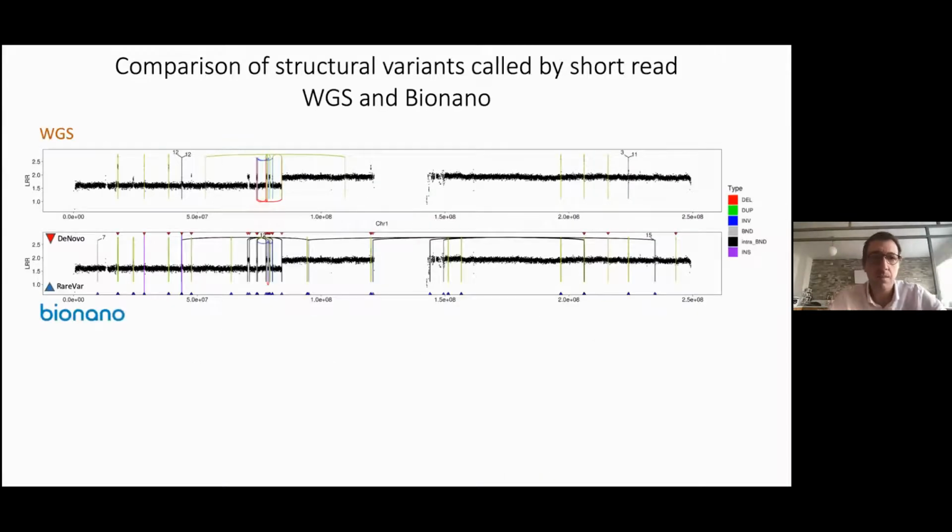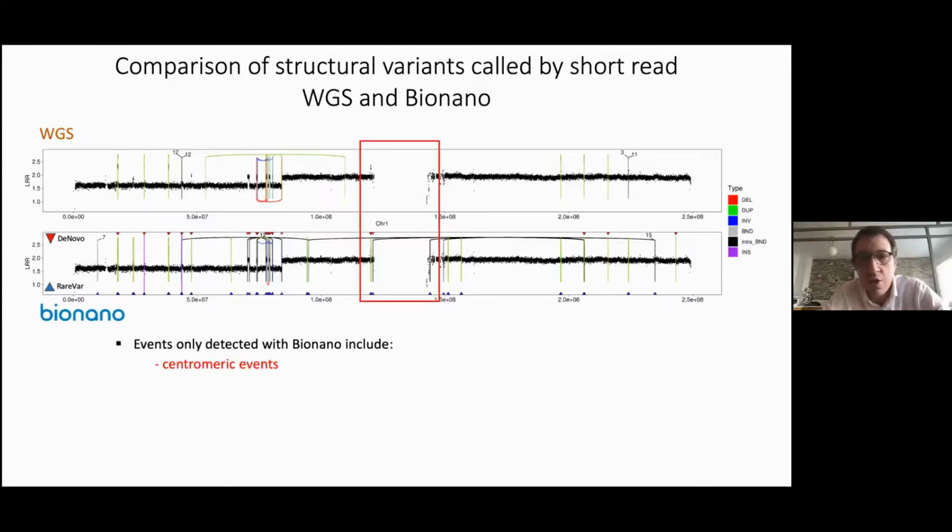Here, we have the coverage log ratio profile of one chromosome that is represented. 1 point corresponds to 1 kilobase. And on top of that, we overlaid the structural variants identified by whole genome sequencing on the top and Bionano at the bottom. We can see that many events are only detected with Bionano.